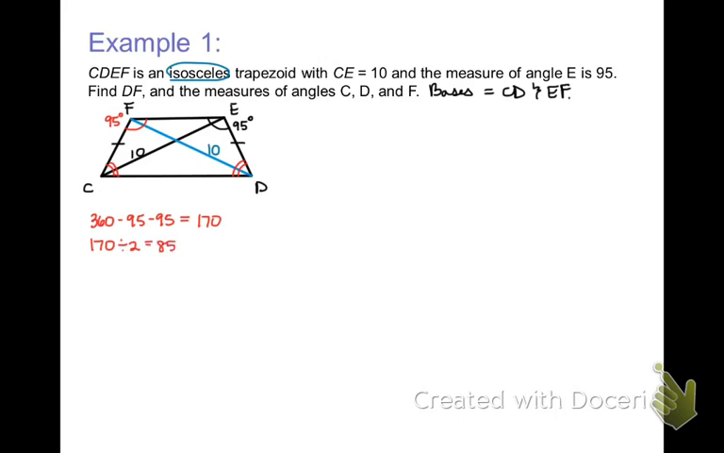That will give you 85. Does everyone understand the logic there? So you need all four angles to add up to 360. You need to subtract the 295 you've already used. That leaves you with 170 degrees to split evenly between the base angles. Questions on that at all? So these guys are both going to be 85 degrees.